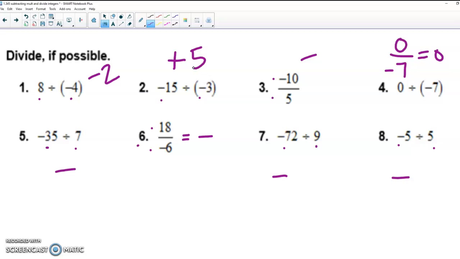Okay, number 3, 10 divided by 5 is 2. And I'm not even concerned about really thinking about the signs anymore. I know I've done that part already. I'm just doing the math. We did 0 divided by 7. 35 divided by 7. 18 divided by 6. 72 divided by 9. And 5 divided by 5. Well, a number divided by itself is always 1. If you look at the signs first and decide whether your final answer is positive or negative, then you can kind of not worry about those anymore and just do the math in your head.